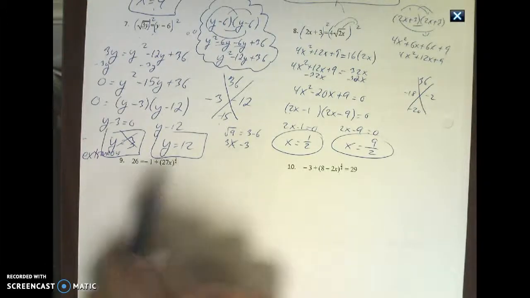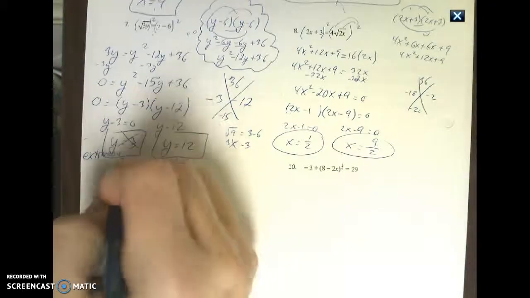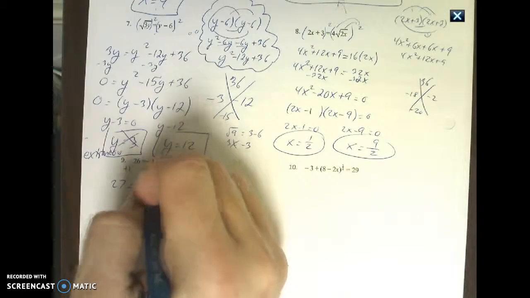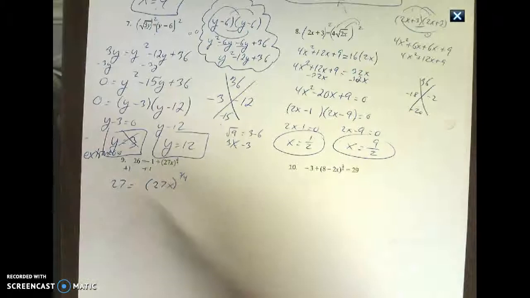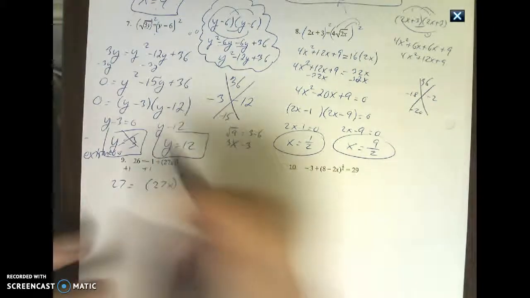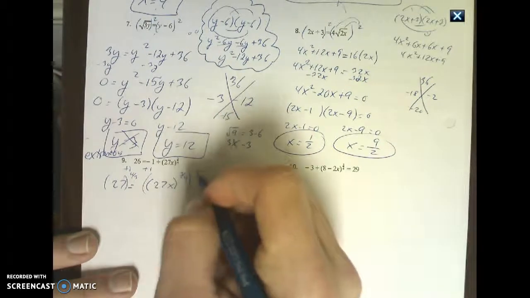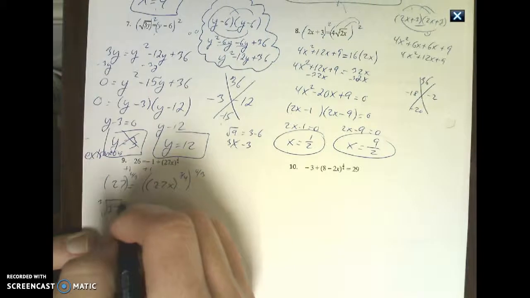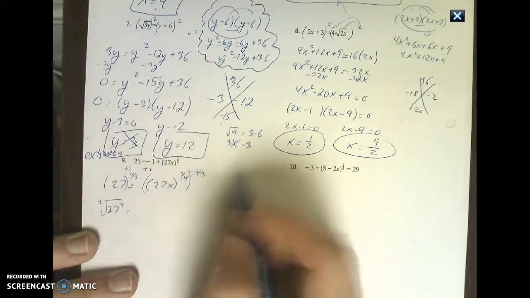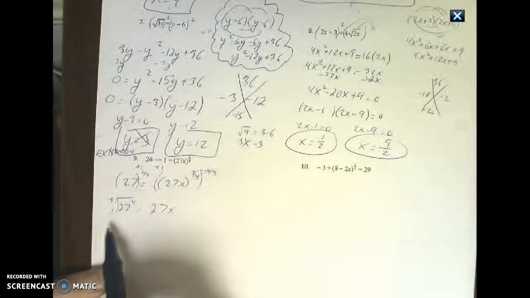Number 9. 26 equals negative 1 plus the quantity 27x raised to the 3/4 power. Add 1 over. 27 equals 27x raised to the 3/4. The reciprocal of 3/4 is 4/3. Over here, that turns into the cubed root of 27 raised to the 4th. On the right, this cancels out. I get 27x.